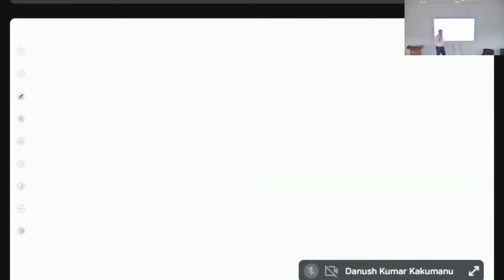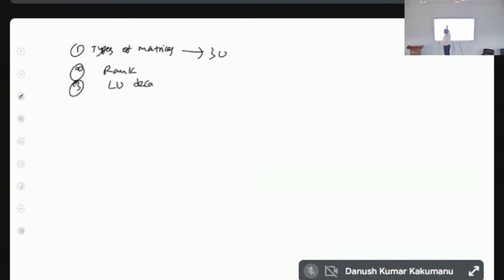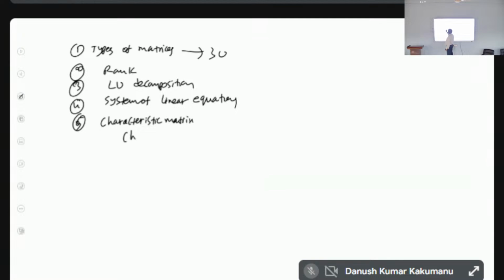See, till now we have discussed these topics. First, types of matrices, 30 different types, very important. Second, rank. Third, LU decomposition. Fourth, system of linear equations, non-homogeneous and homogeneous. Fifth, characteristic matrix and characteristic equation.